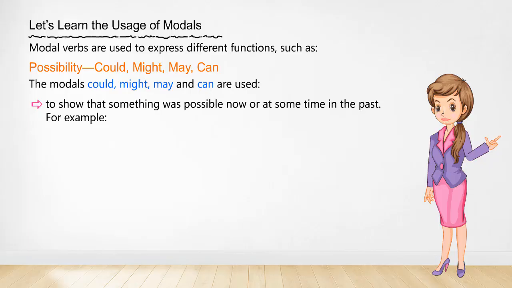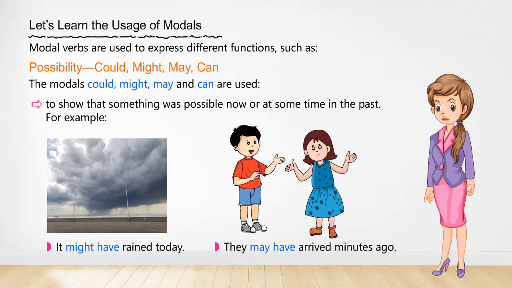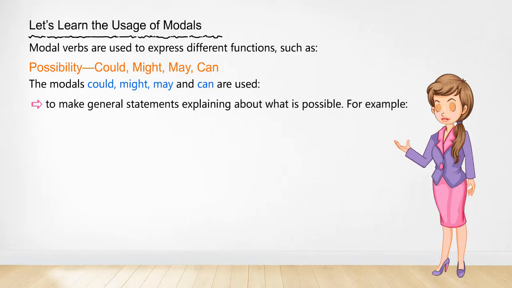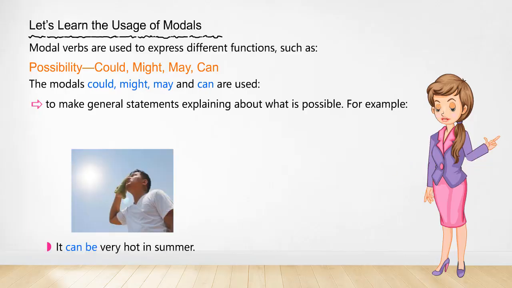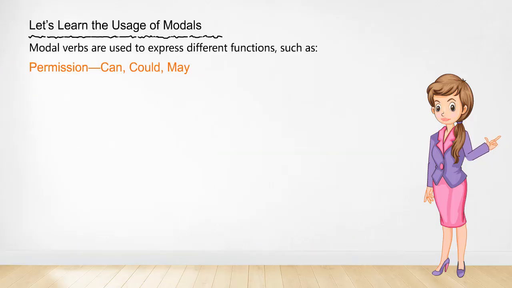To show that something was possible now or at some time in the past, for example, it might have rained today. They may have arrived minutes ago. To make general statements explaining what is possible, for example, it can be very hot in summer. You can easily win the game.